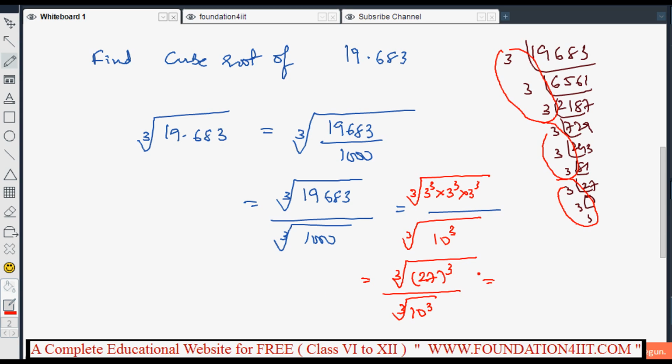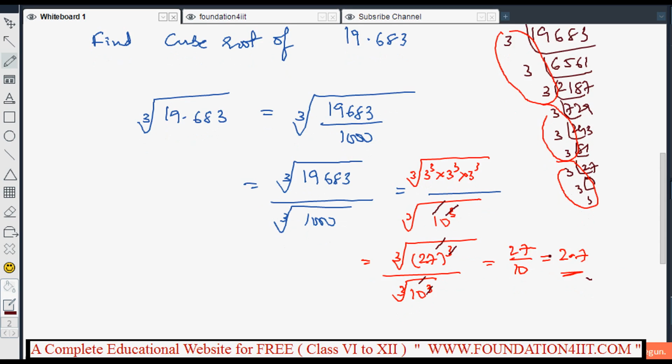Now this cube and cube root cancel. 27 by 10. 27 by 10 is 2.7. Fine. So we can cancel cube and cube root. So 2.7 is the cube root of 19.683. So therefore the cube root of 19.683 is equal to 2.7. So the method is we need to convert into fractions, then we need to find out the cube root by using the same prime factorization method.